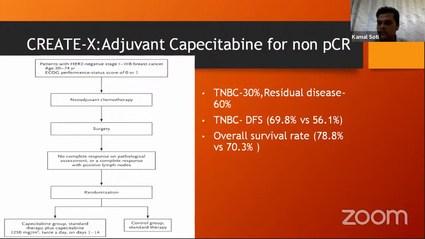And it was seen that especially in the triple negative breast carcinoma, of the patients without residual disease, around 60–70% had disease-free survival. And this was reflected in the overall survival rate improvement. Around 79% had improved overall survival rate. So this study had 30% triple negative breast carcinoma, and the residual disease was seen in 60% of the patients.